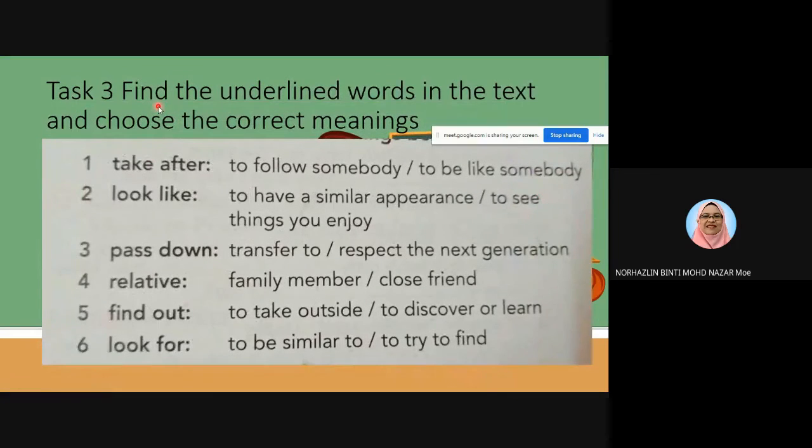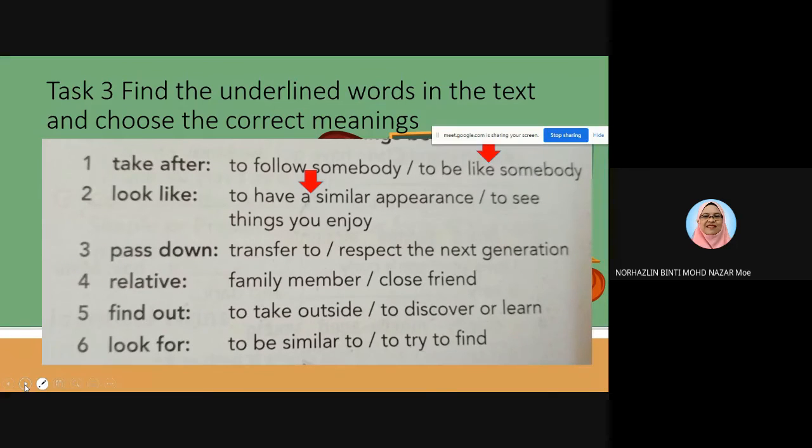Okay, task 3, find the underlined words in the text and choose the correct meaning. Stay after the answer is to be like somebody. So make sure you do this task first, jangan terus je. You should challenge yourself, okay. Teman-teman Cikgu Aldi nak bagi jawapan, terus je ya, tak jawab. Nanti tak dapat A for your English paper, don't blame us. Tuhan balas awak balik because menipu, okay.